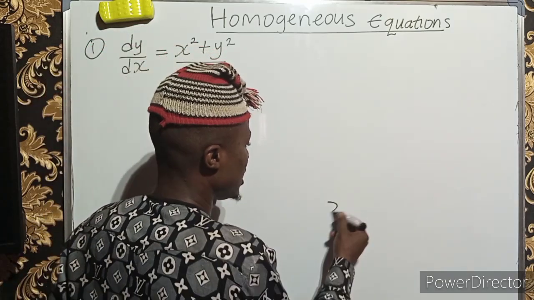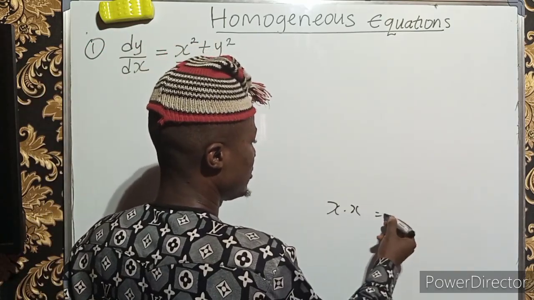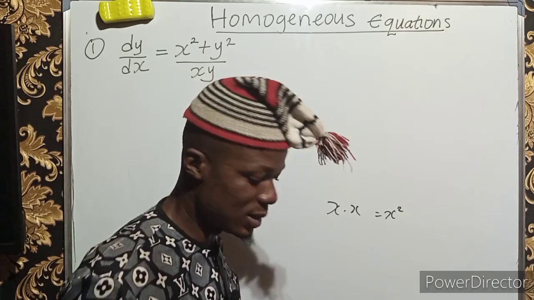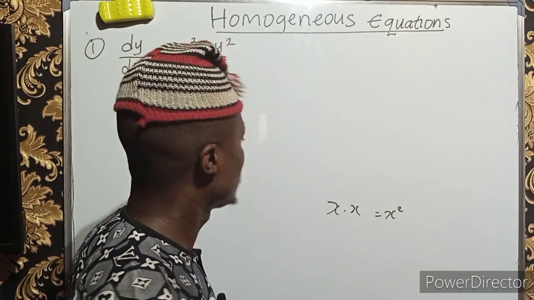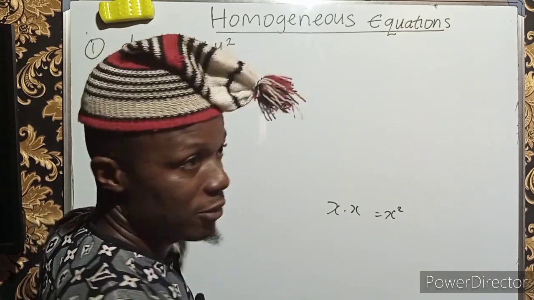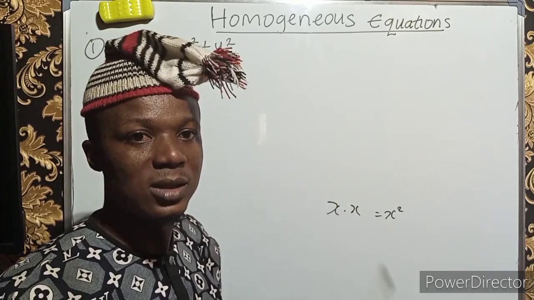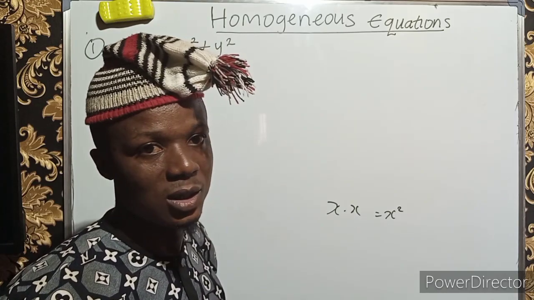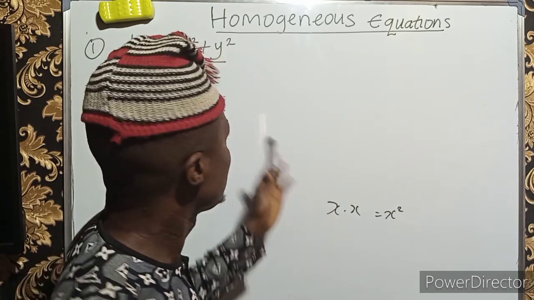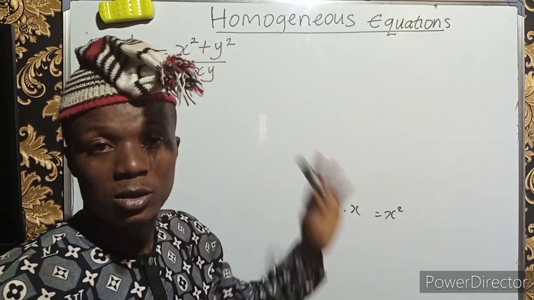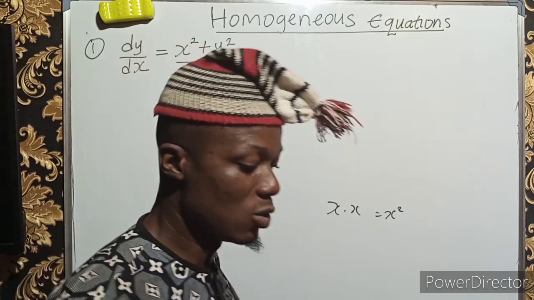Because had it been x times x, for instance, that gives us x squared, to tell us that the degree of this differential equation is 2. So they are uniform, hence it is a homogeneous equation of degree 2. Sometimes the degree can be 1, it can be 3, etc. Okay, so whenever you see that the degrees are the same thing, you know that it is a homogeneous differential equation.